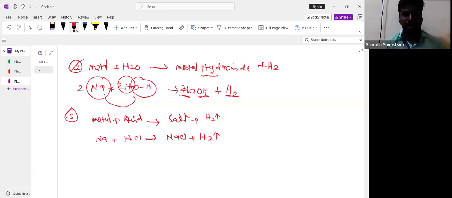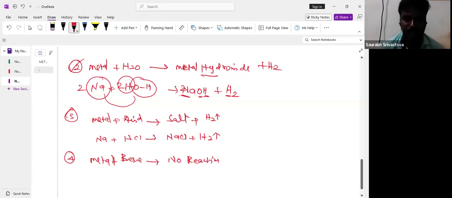Next one, metal plus base. Metal plus base, no reaction. It won't react. Metal with the base, it won't react. But some exceptional case will be there. What is that exceptional case? Some elements will react with the base.